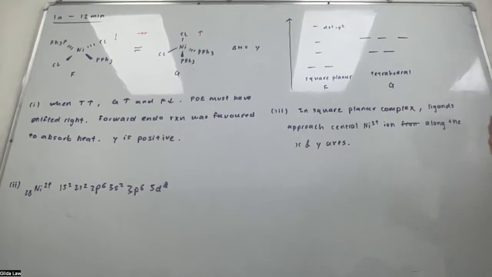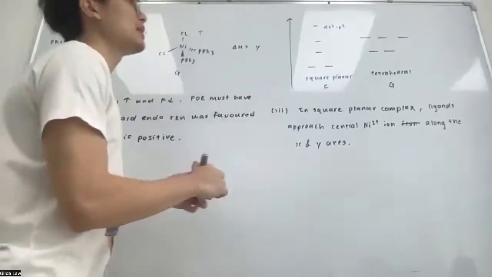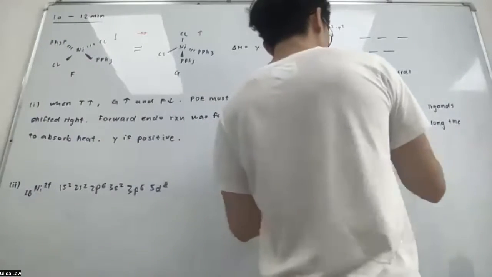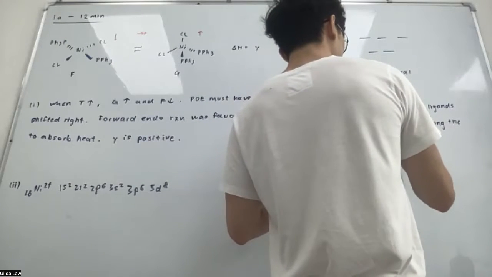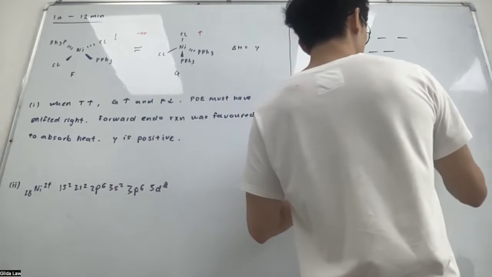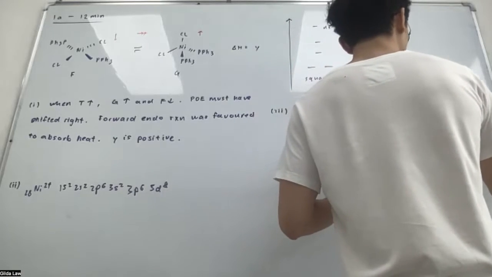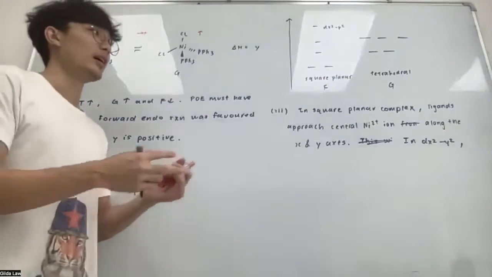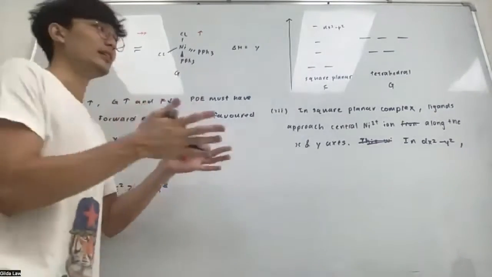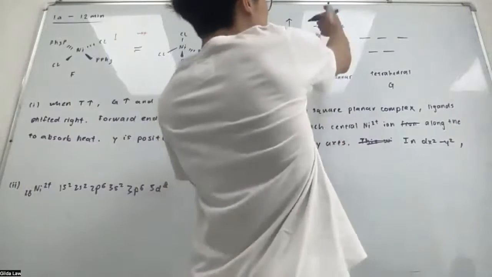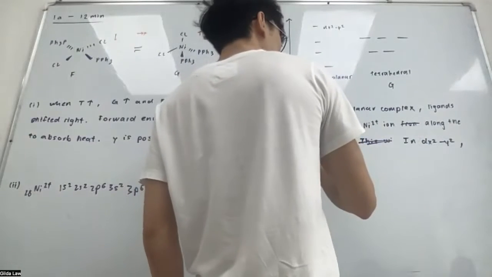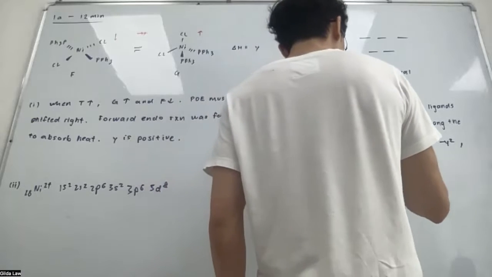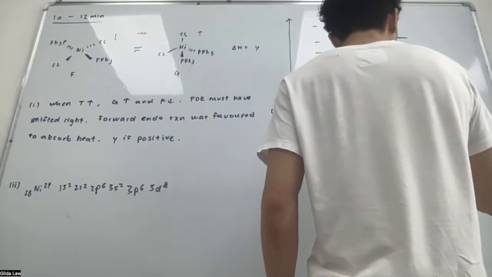Okay, so if you approach along the x and y axis, then the next thing is you must tell me how they interact with the ligands. So you can tell me that in a dx square y square orbital, how is the electron density located? It's also the same thing. That's why it has the highest energy level. In a dx square y square orbital, the electron density is concentrated along the x and y axis.